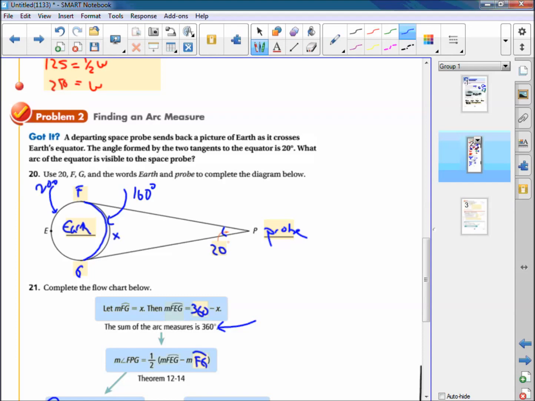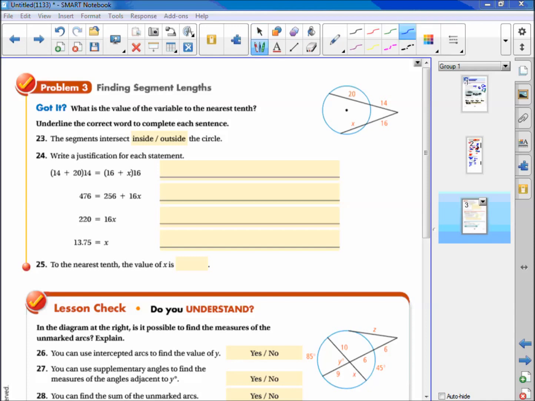All right, let's flip it over and look at our last page. Problem number 3, finding segment lengths. So what is the value of the variable to the nearest tenth in our diagram over here? Underline the correct word to complete each sentence. So the segments are going to intersect outside of the circle. Okay, so write a justification for each statement.